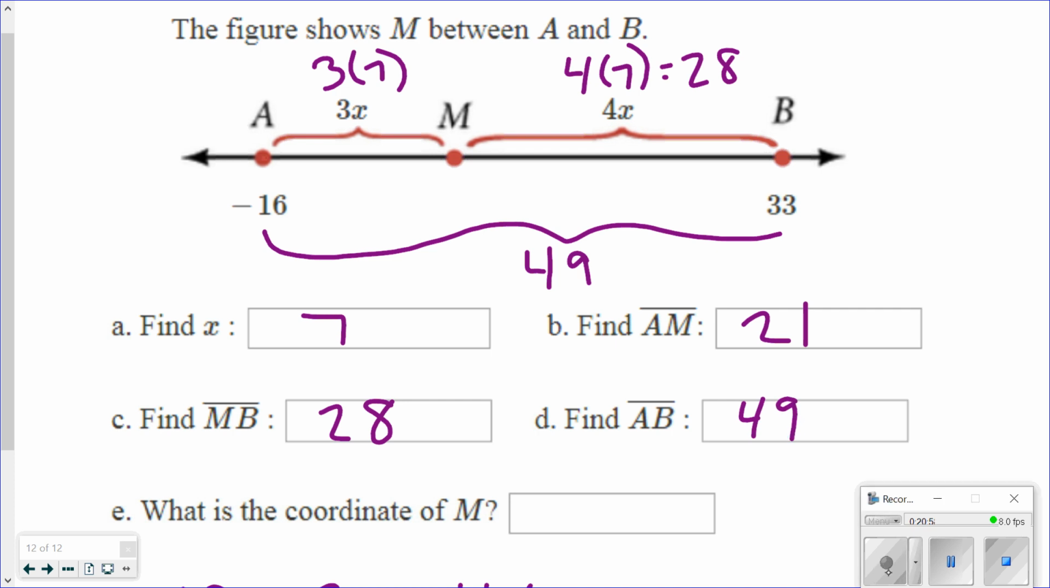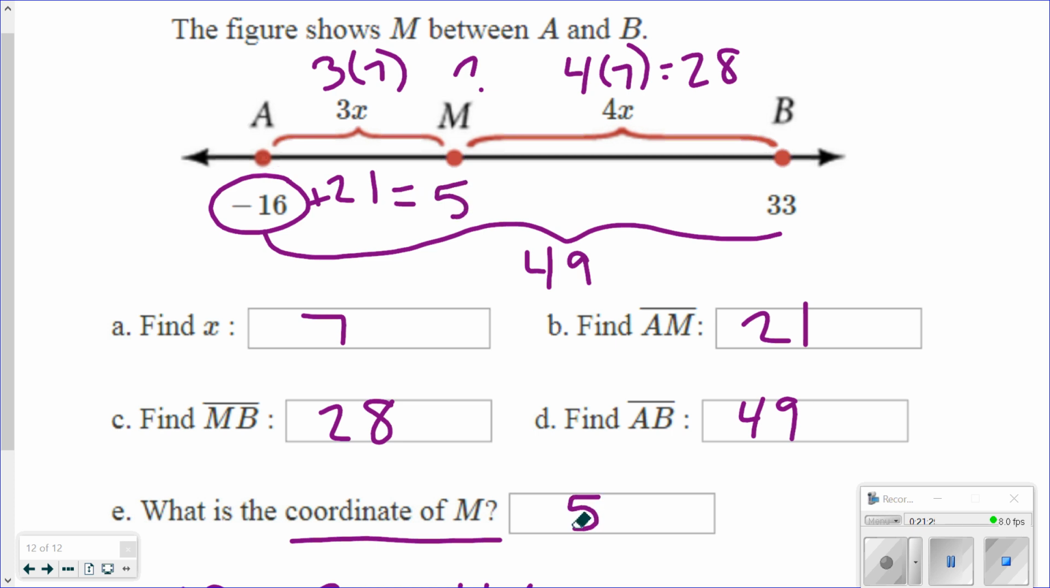Next, I need to find what is the coordinate of M. All right. What is that coordinate? Well, if A is at -16, and I know AM is equal to 21, to figure out what M is, I just need to add those together. So -16 plus 21, because I'm moving over 21 spaces on the coordinate grid, that is going to equal 5. So M is at 5. And I am done.